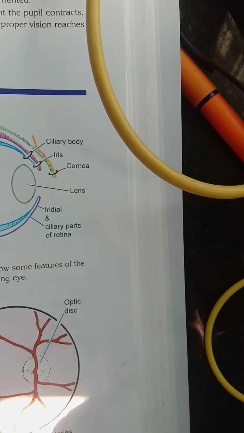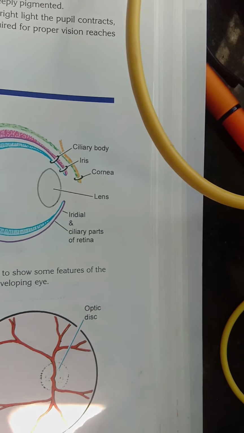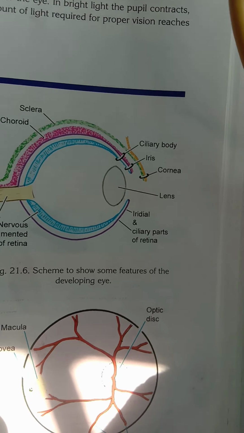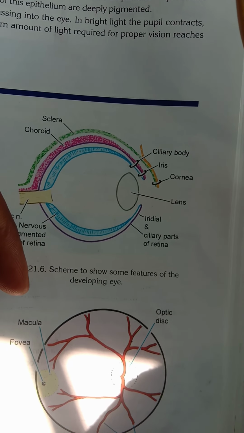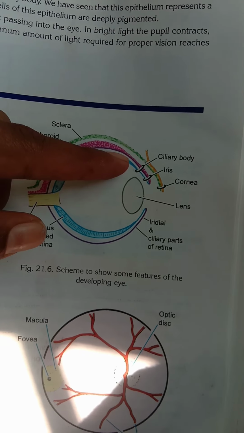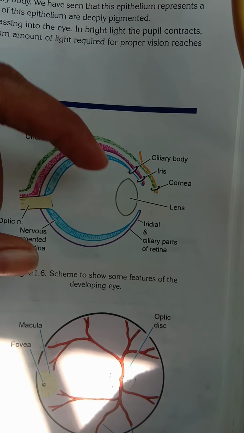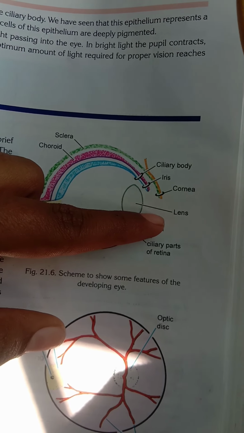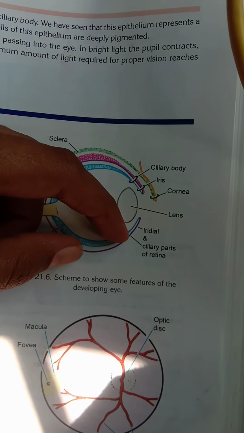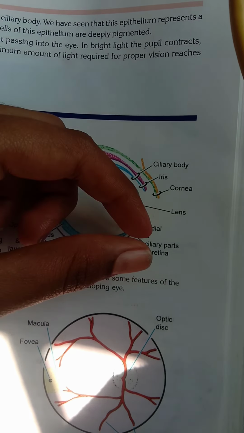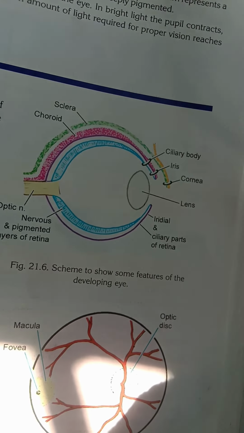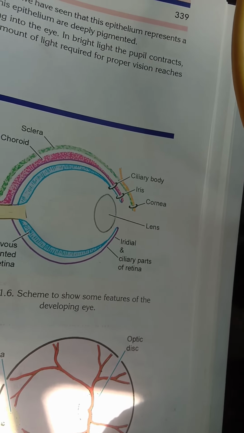The posterior surface of the iris is lined by a double layer of epithelium, which is continuous with that of the ciliary body. We have seen that this epithelium represents a forward continuation of the retina. The cells of the epithelium are deeply pigmented, and the pupil regulates the amount of light entering. The pupil is here, right? So in bright light the pupil contracts, and in dim light the pupil dilates, so that the optimum amount of light reaches the retina for proper vision. So this is all about the uveal tract, that is, the vascular coat.